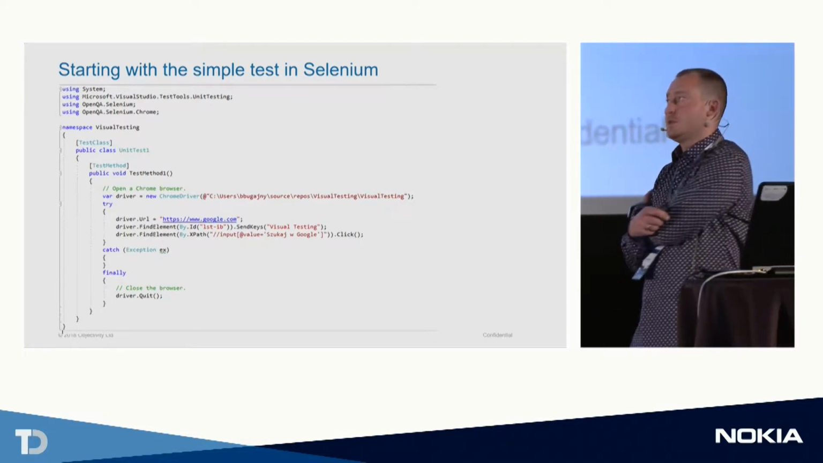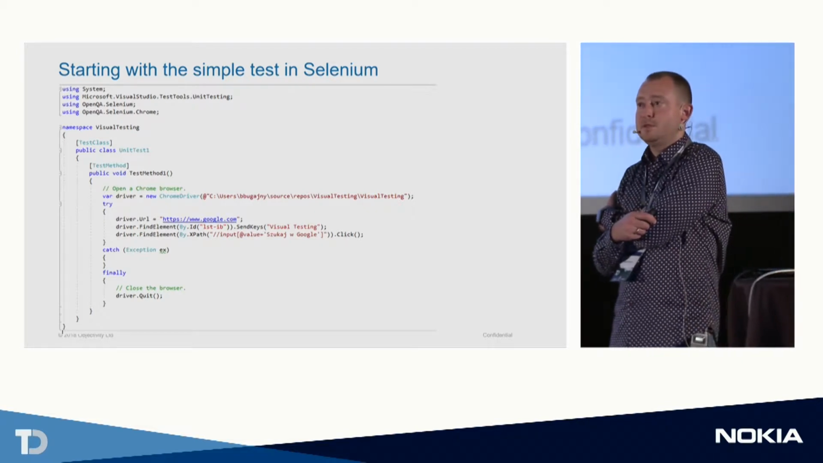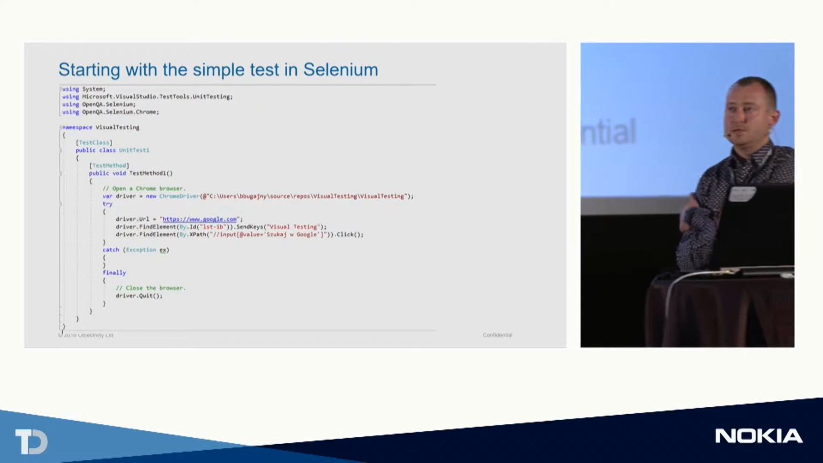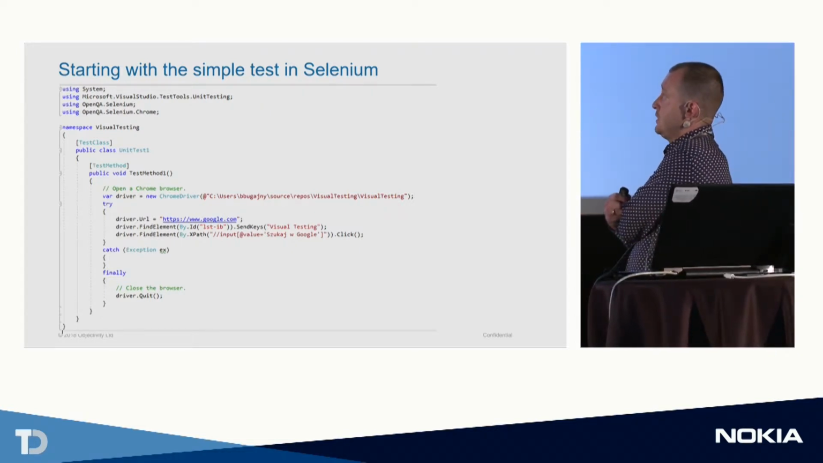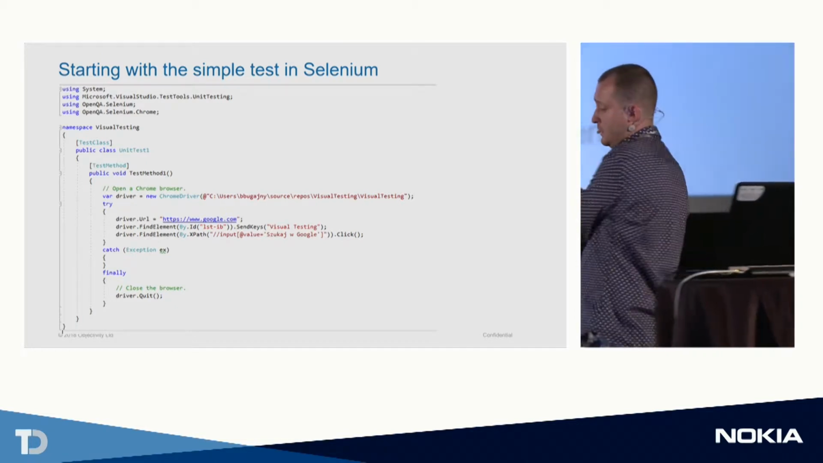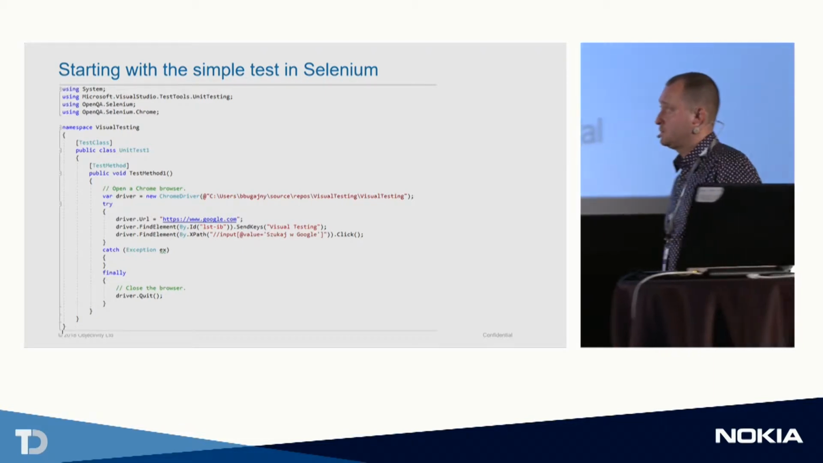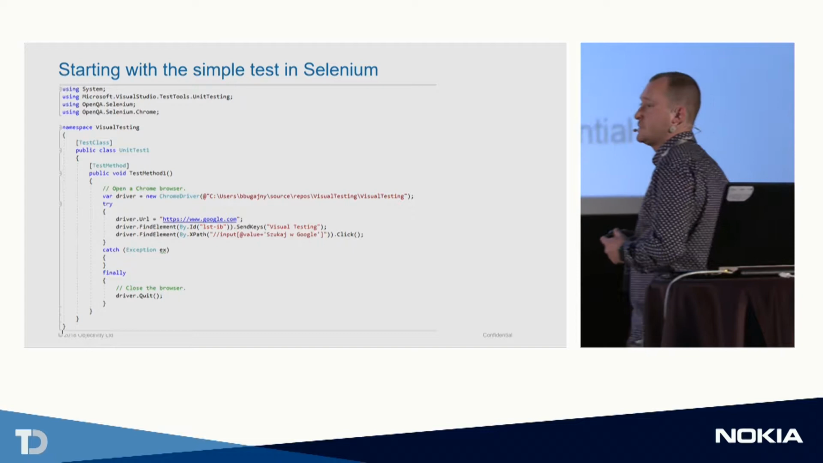And there is a lot of possibility. There is ID, which is the best one, I think. We can also use XPath, CSS selectors, other things. So the first method is just sending the keys, so it's just clicking in the text field in the Google page, and just putting in the information: visual testing.